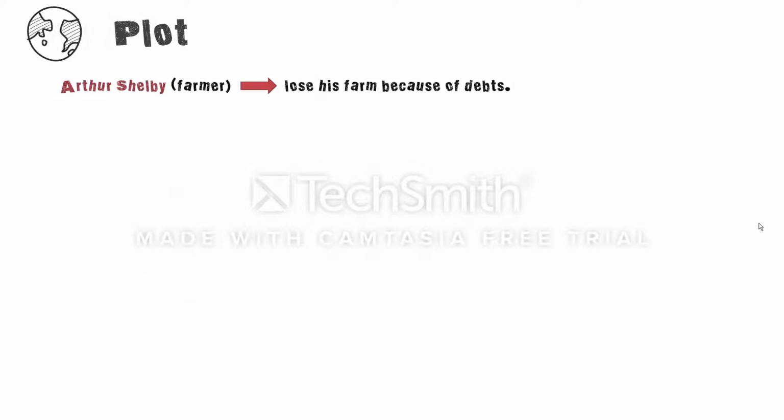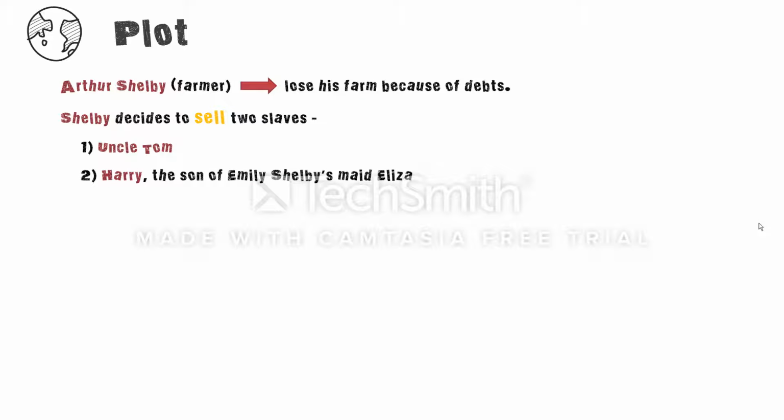So first, I would like to talk about the plot. The story begins with a white farmer called Arthur Shelby, and he is facing a really big problem: he is going to lose his farm because of debts. So to solve this problem, Shelby decides to sell two slaves. One is Uncle Tom and the other is Harry.